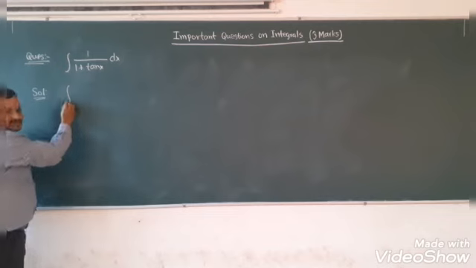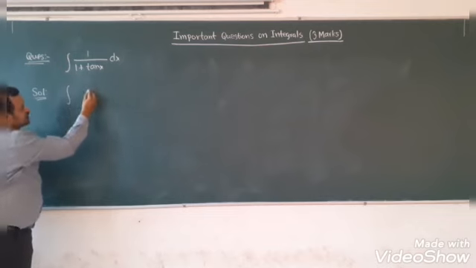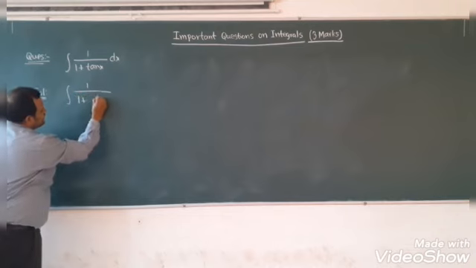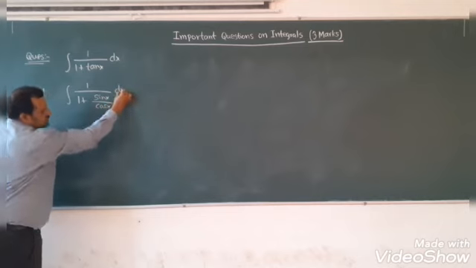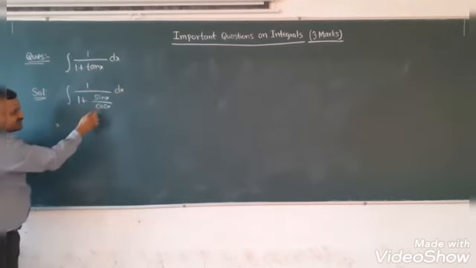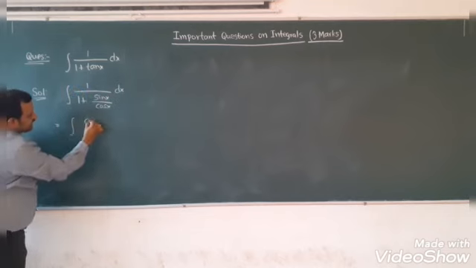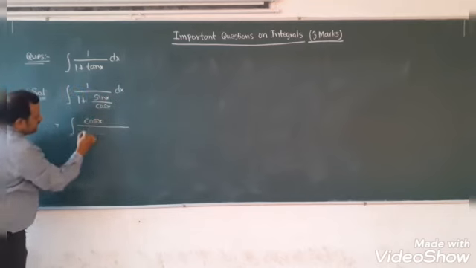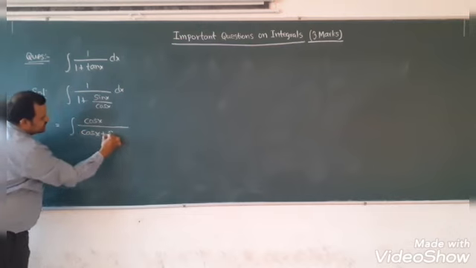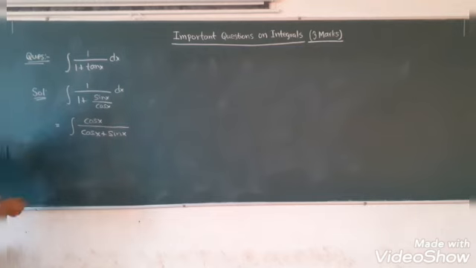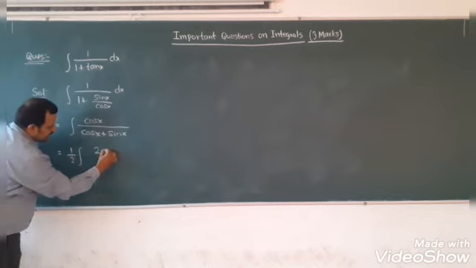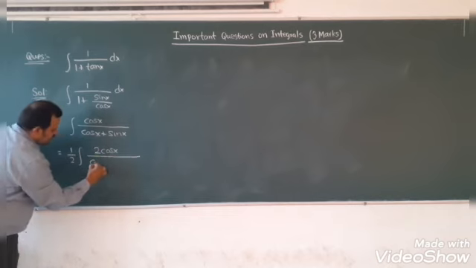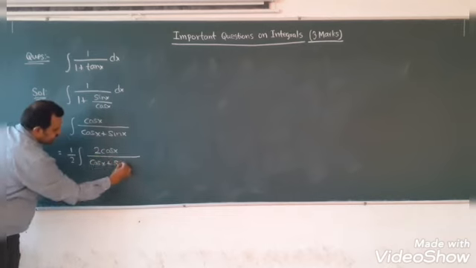Now look here. This tan can be written as sin by cos. So 1 by 1 plus sin x divided by cos x, dx. Now take the LCM. After taking the LCM, this cos will go up. So here I can say cos x divided by cos x plus sin x. Now what I can do here is multiply and divide by 2. Since I divided by 2, at the same time I have to multiply also: 2 cos x by cos x plus sin x.